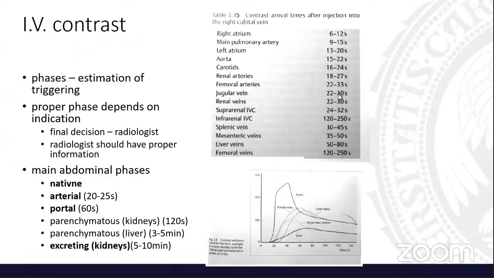So what does this mean? It means we can change the way the CT looks by doing so-called phases. We do a proper phase, and the phase depends on the indication of the examination. It means we need to know what we want to get from the examination. There are a lot of phases. We can do it in native phase, that means without contrast agent. We can do it in arterial phase, that's about 20, 25 seconds. In portal phase, it's a great phase for the abdomen, for kidney and liver, for example.